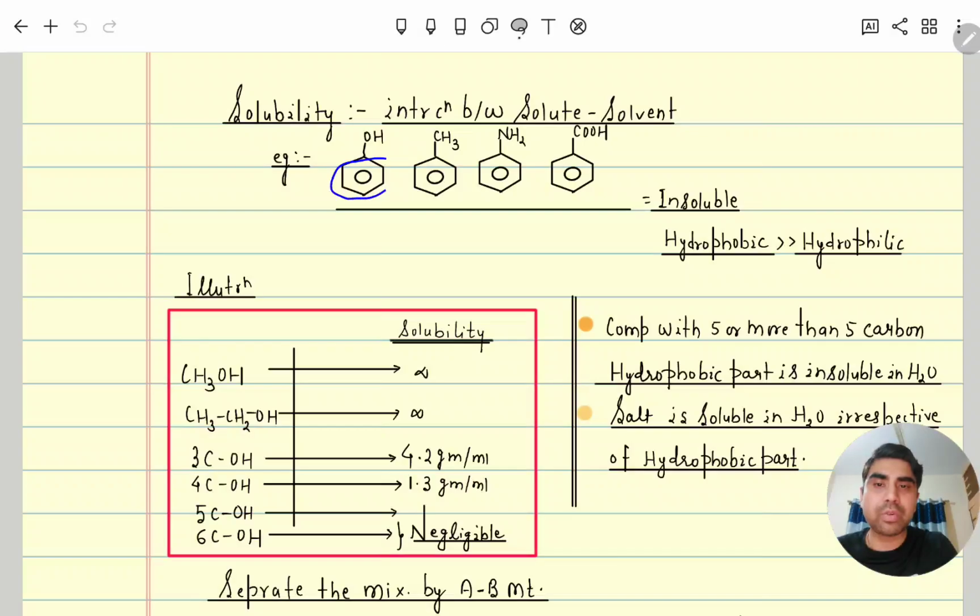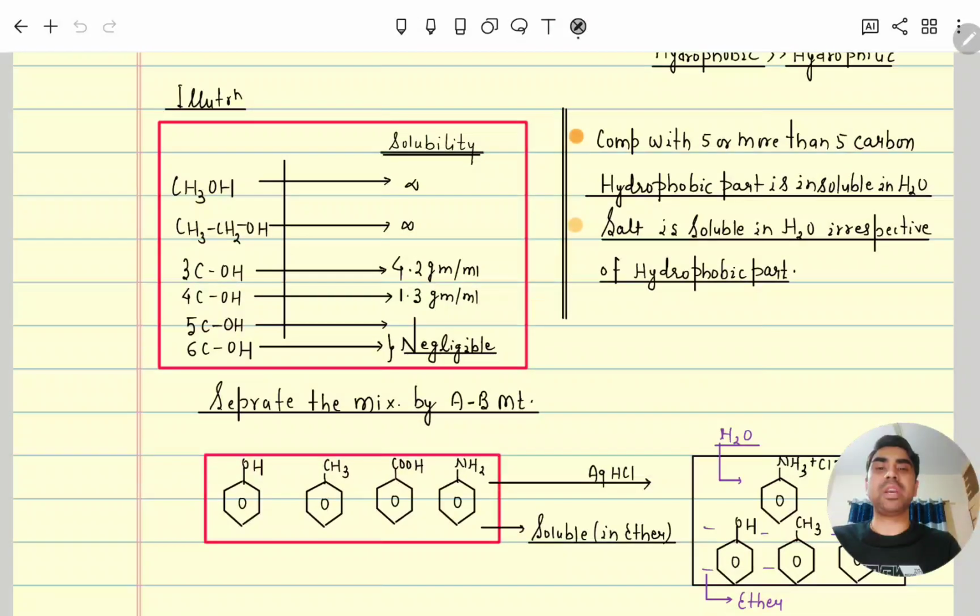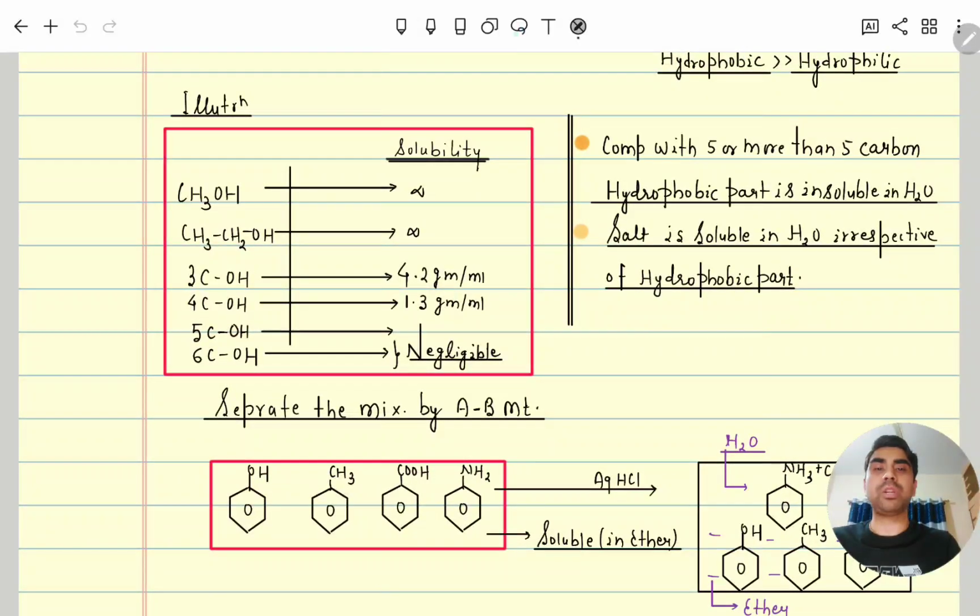Because here you can see a total of 6 carbons are there. These 6 carbons are the hydrophobic part. Due to that water-repelling group, their interaction with the solvent will be less. Here is one case study illustration: you can see that methanol is highly soluble in water, infinite solubility. Similarly, ethanol is also highly soluble. It's very important. Yes or no?